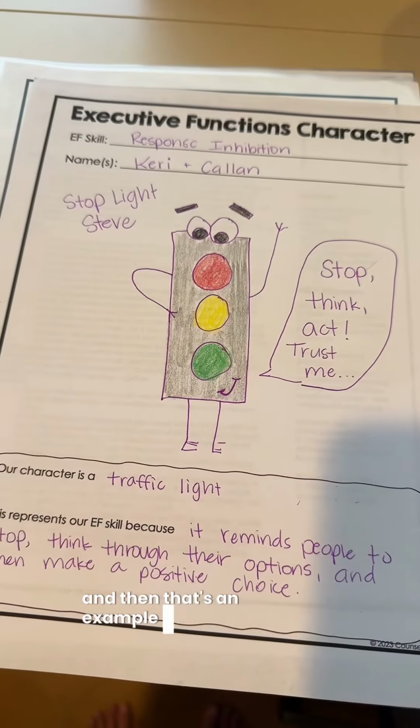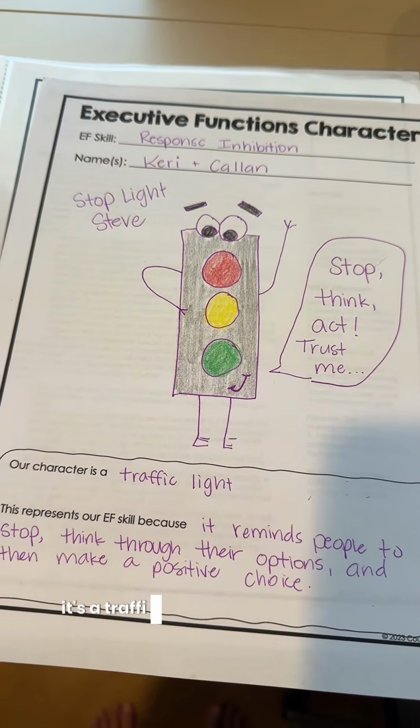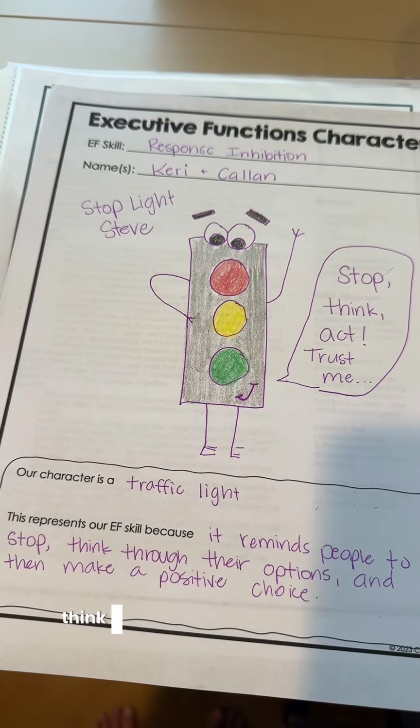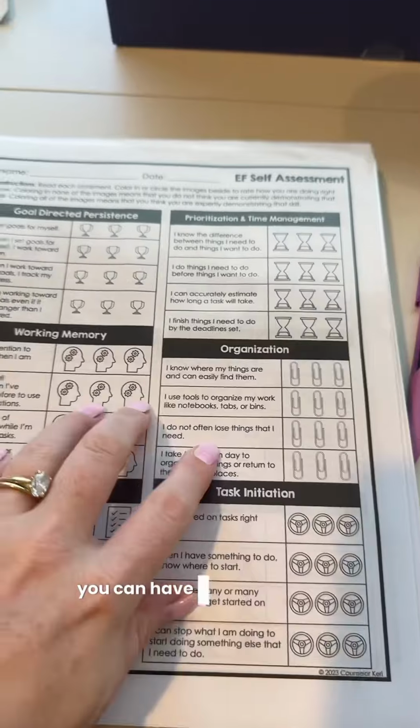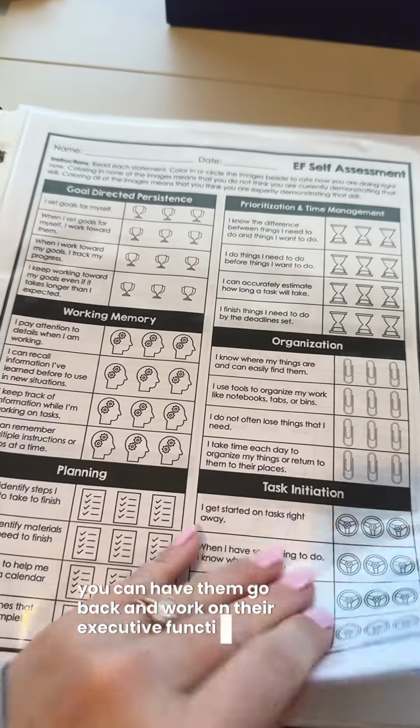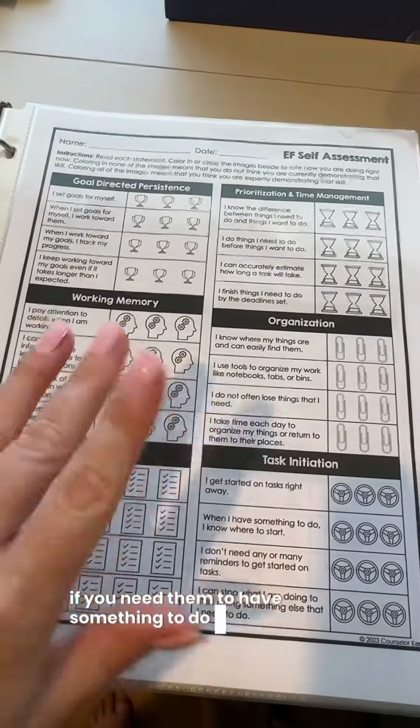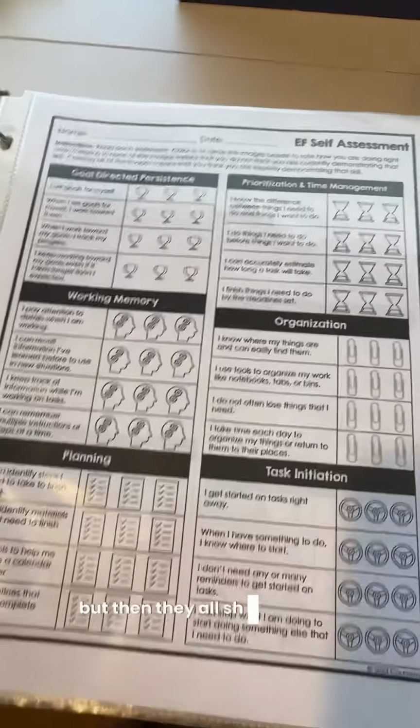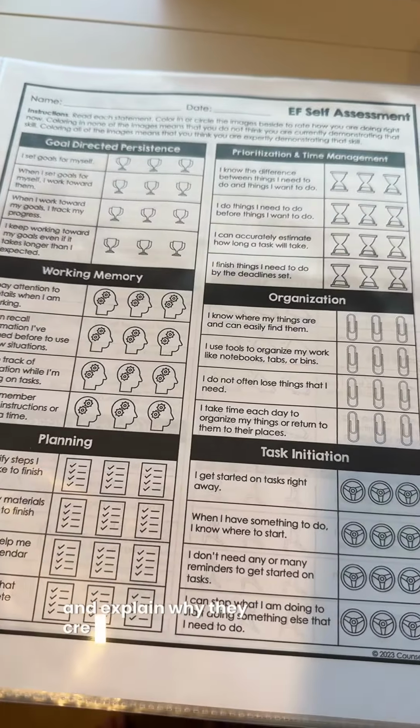And then that's an example for response inhibition. It's a traffic light that helps people to stop, think through their options, and then make a positive choice. If you have groups that are finishing at different times, you can have them go back and work on their executive function self-assessment if you need them to have something to do for a couple of minutes. But then they all share their characters and explain why they created what they created.